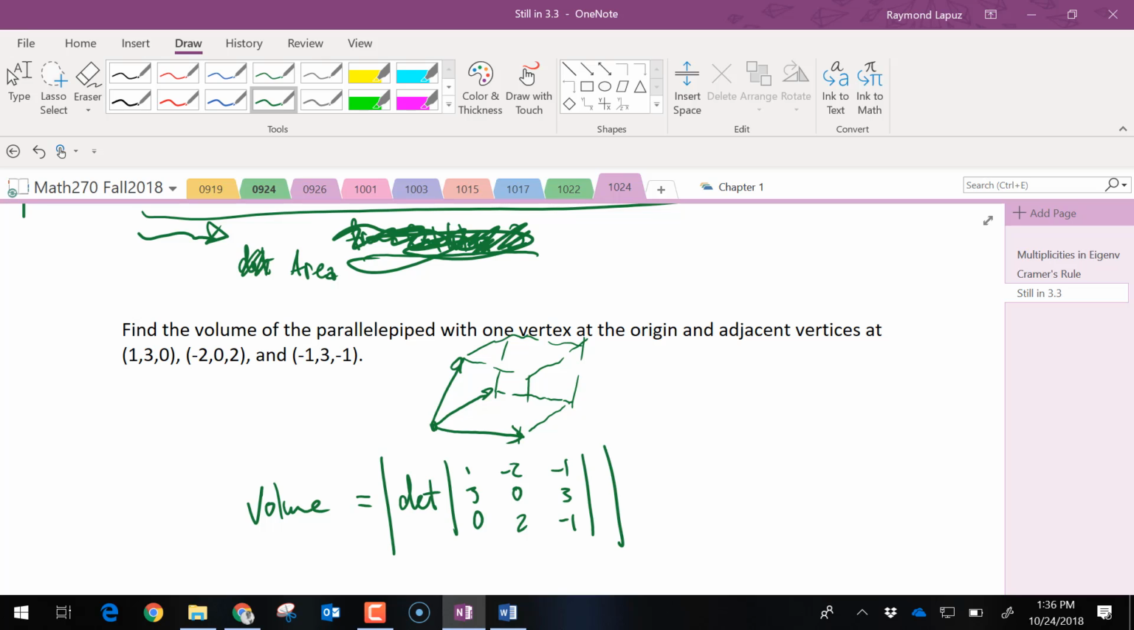But in any case, let's just find the determinant of this. Actually, this is the problem. You can find the determinant, right? What is it? Negative 18? And the absolute value is going to be 18. So I'll put a little star here and say, you figure it out.